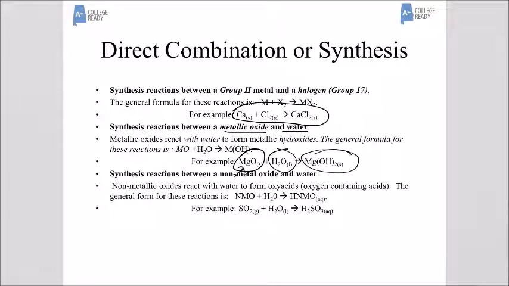And then the last one is a nonmetal oxide plus water, and those yield what are called oxyacids, or acids. So for example, we might take sulfur dioxide plus water to yield an acid, and that could be H2SO3.